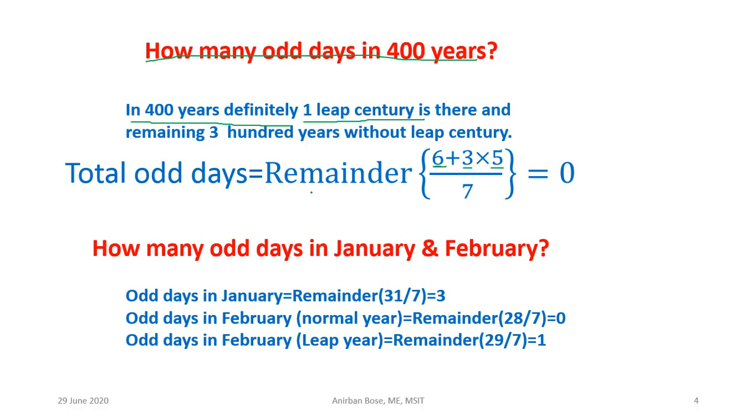So what will be the remainder? The remainder will be 0. So in 400 years, we can say the total number of odd days is always 0.